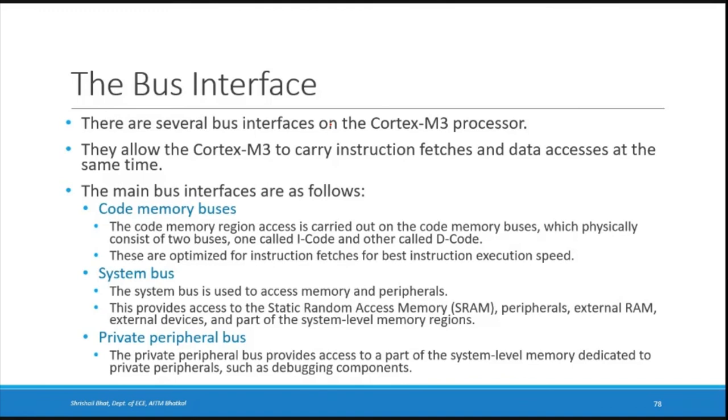The main bus interfaces: there are three types of buses. One is the code memory bus, another is the system bus, and another is the private peripheral bus. The code memory region access is carried out on the code memory bus. So there are two buses there. One is called I code, and the other is D code.